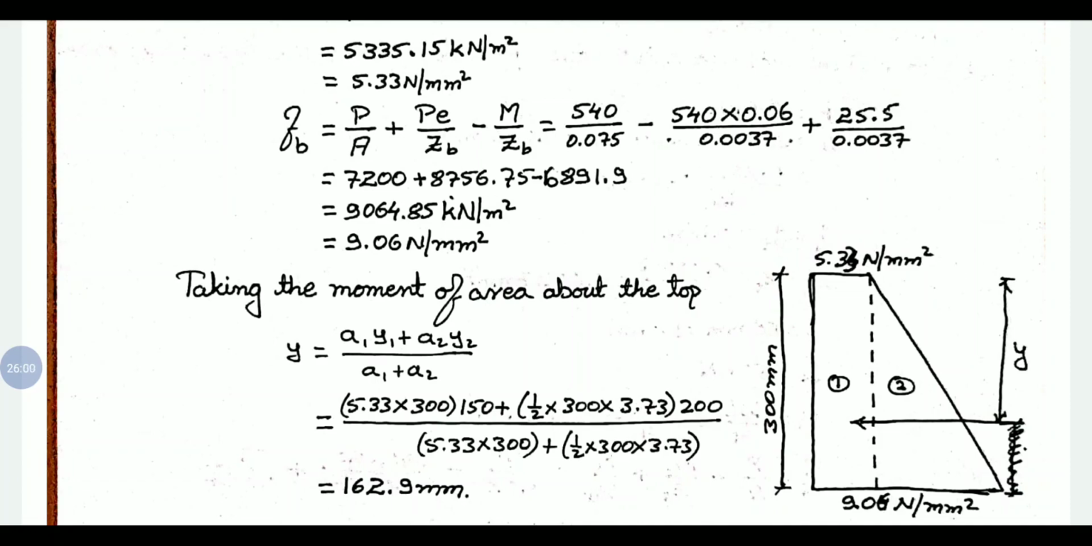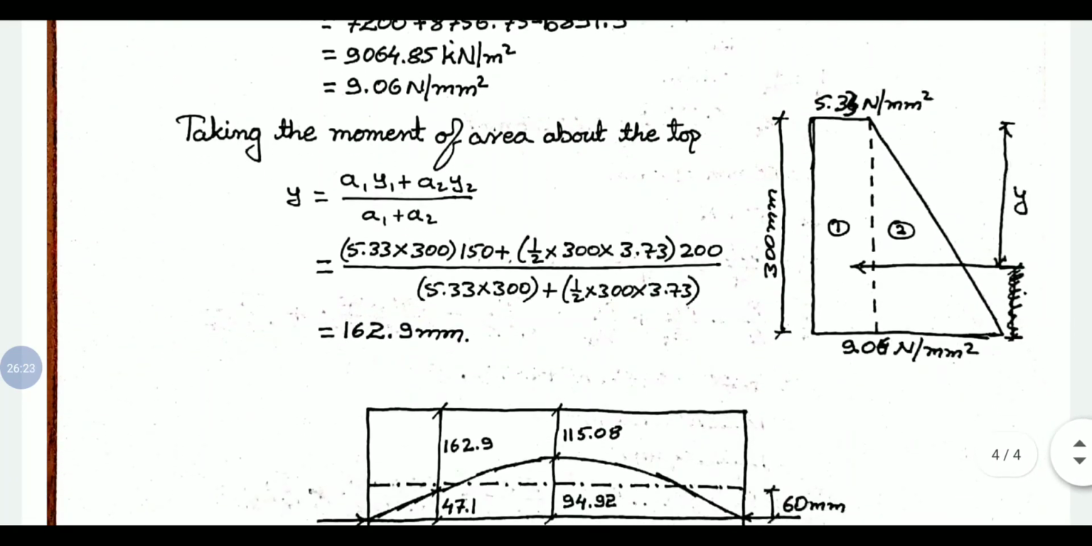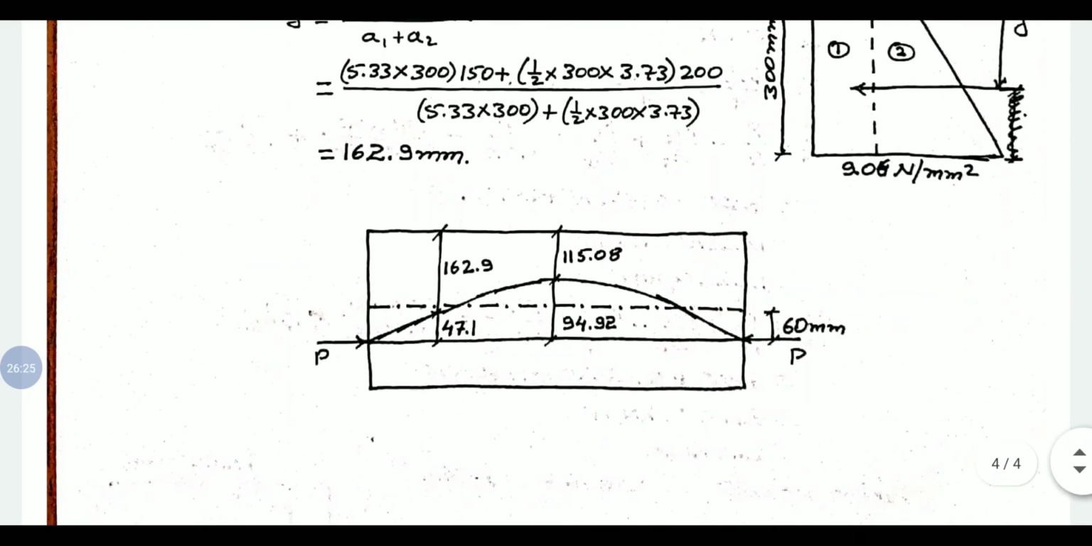So again, moment of area about the top. Remember, we are calculating the centroidal distance from the top. Again, it is a trapezoid shape, split into a rectangle and a triangle. Calculate the centroidal distance from the top. We have got 162.9 mm. So if you observe the figure, the values we have calculated, that is, the centroid of the resultant stress distribution diagrams, are from the top.